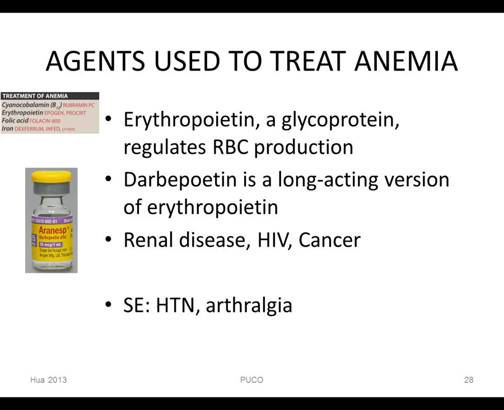Erythropoietin is a glycoprotein normally made by the kidney that regulates red blood cell proliferation and differentiation in bone marrow. Human erythropoietin produced by recombinant DNA technology is effective in treatment of anemia caused by end-stage renal disease, anemia associated with HIV infection, and anemia in some cancer patients. Darbepoetin is a long-acting version of erythropoietin with improvement of its biological activity.